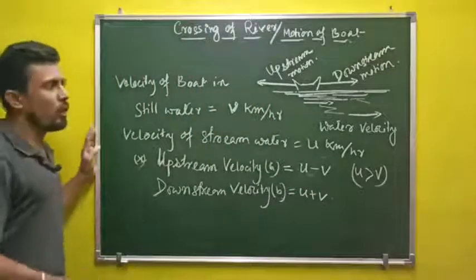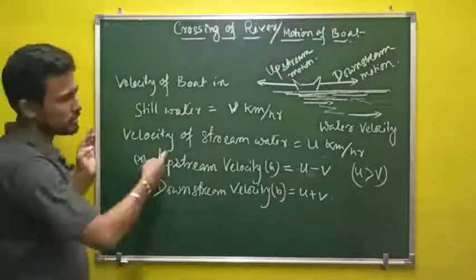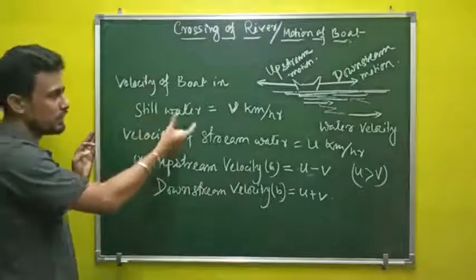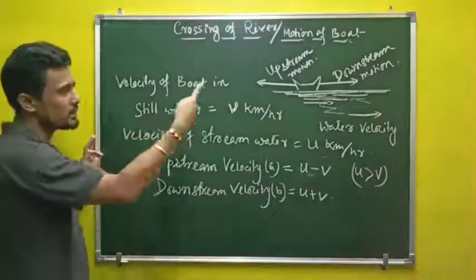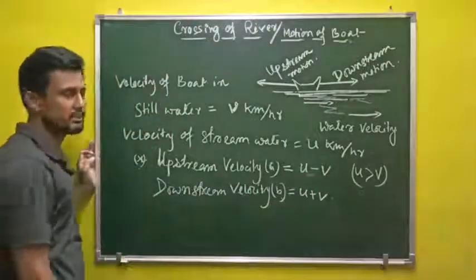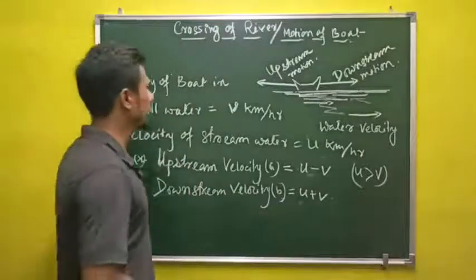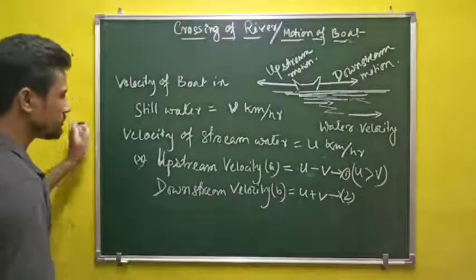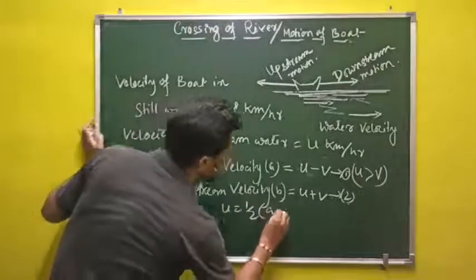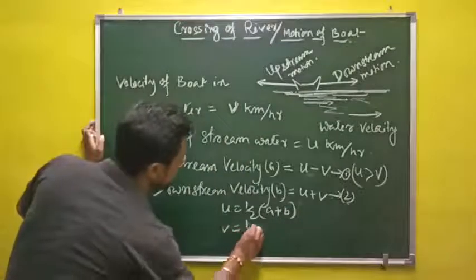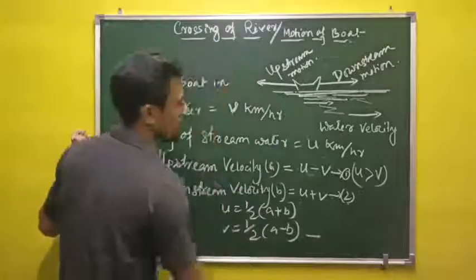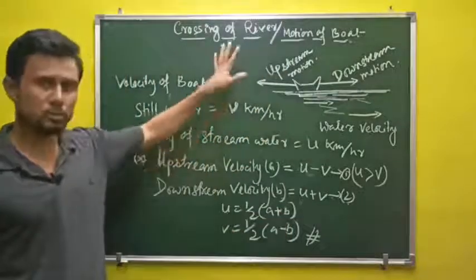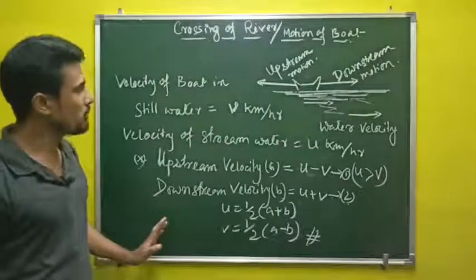So suppose the stream water has a velocity of U, and the velocity of the boat in still water, where there is no velocity of water, is V. Then the upstream velocity is given by U minus V, and the downstream velocity is given by U plus V. Considering these as equation 1 and equation 2, from these two equations we can write U is equal to half of A plus B, and V can be written as half of A minus B. So these are the theory parts of crossing of river and motion of boat. Both these topics are the same.